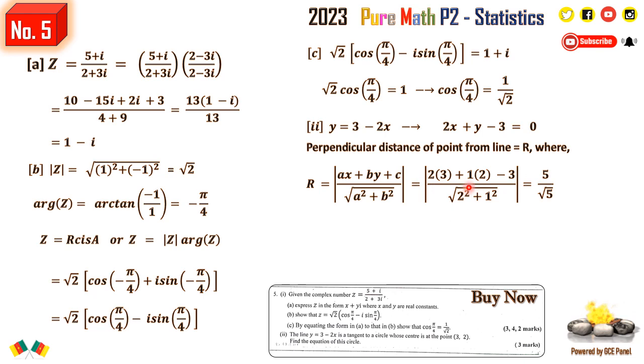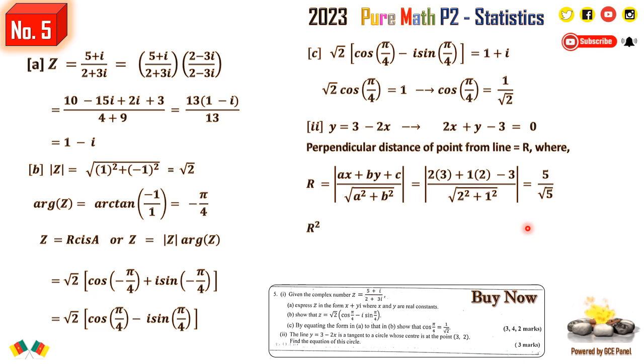All this on the root of the sum of squares of the coefficients, that is x squared plus y squared. The coefficient of x is 2, you square it, and the coefficient of y is 1, you square it. So this is going to give us 6 plus 2, 8 minus 3, 5 on root 5. So 5 on root 5, that's the radius of the circle.